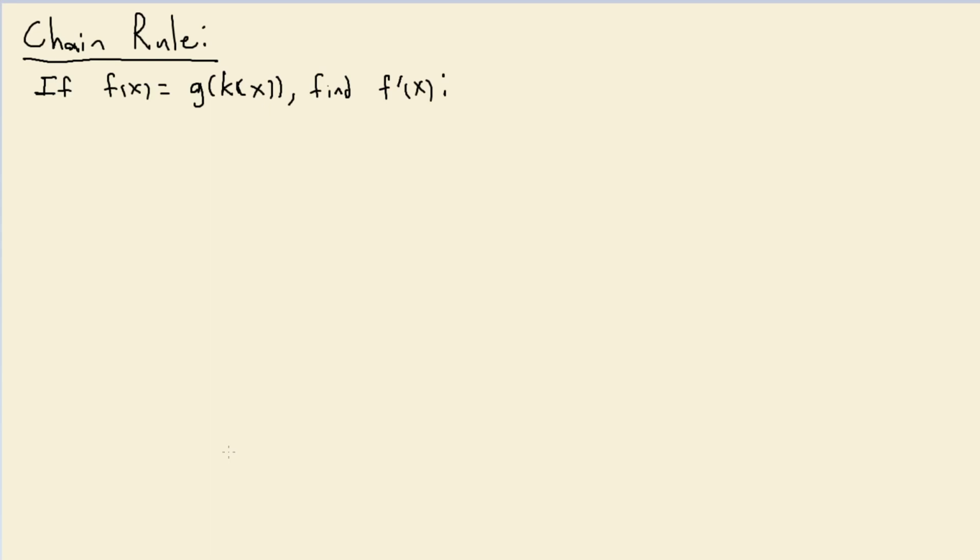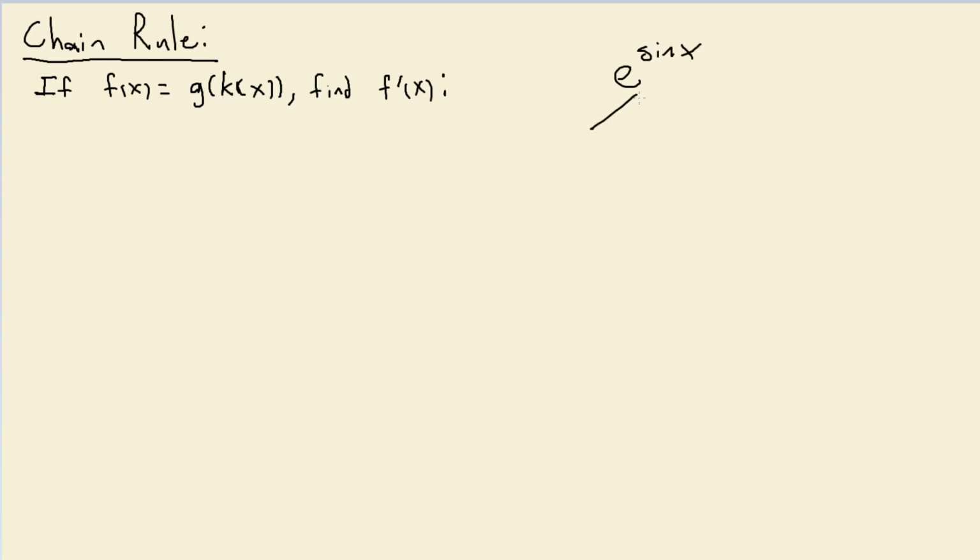Welcome back, everybody. Today we're going to be talking about the chain rule, which is a rule in differential calculus that allows you to take the derivative of functions that are essentially combinations of two other functions wherein one is nested inside of the other. So an example of a situation where you would use the chain rule would be something like e to the power of sine of x.